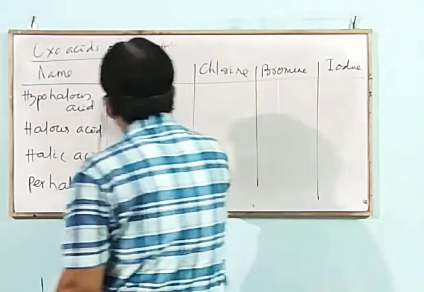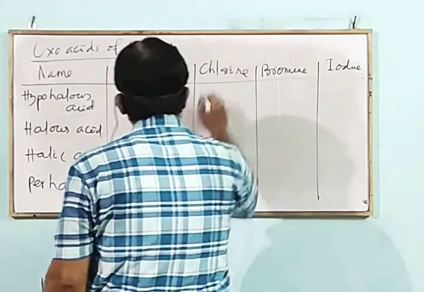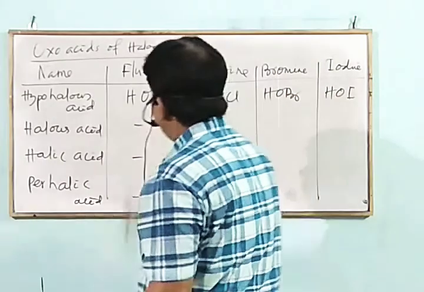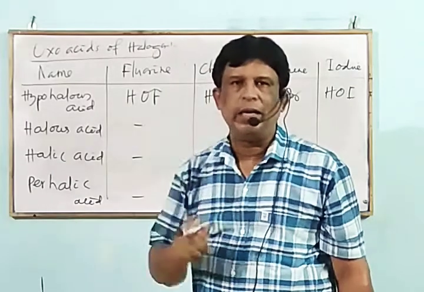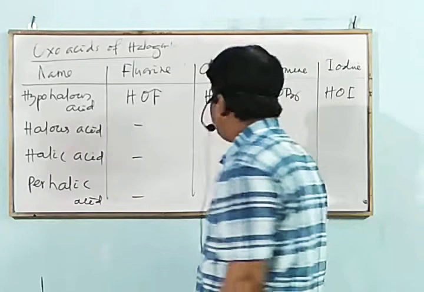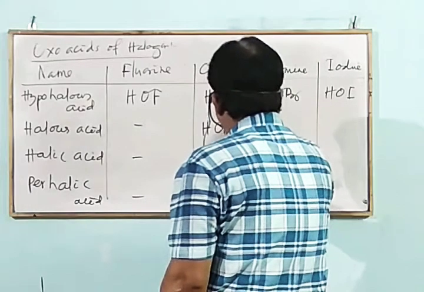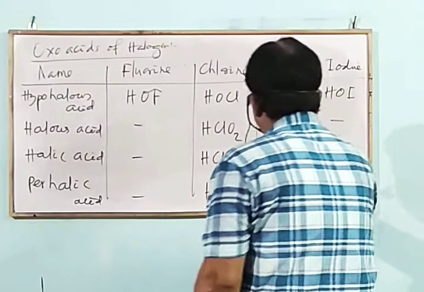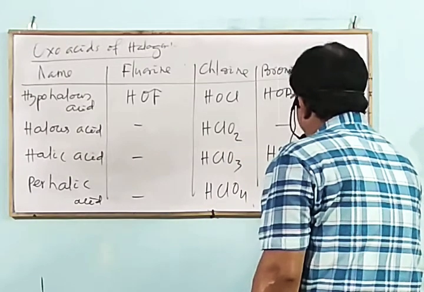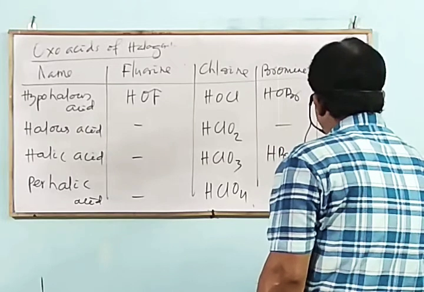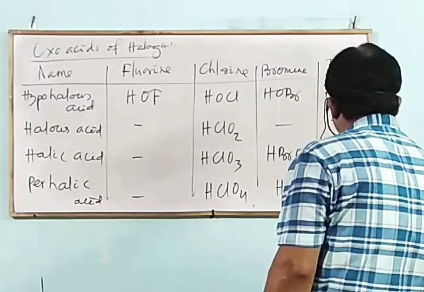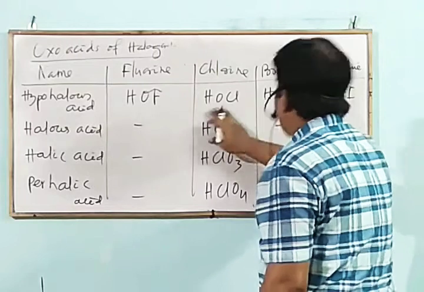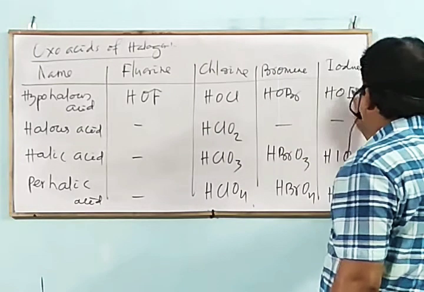Hypohalous acid: fluorine forms HOF only, then HOCl, HOBr, HOI. Fluorine, due to smaller size and higher electronegativity, forms only one oxoacid, while in other cases we have HClO2, HClO3, HClO4, then HBrO3, HBrO4, HIO3, HIO4. Mark that. This is known as hypohalous acid: hypofluorous acid, hypochlorous acid, hypobromous acid, hypoiodous acid.